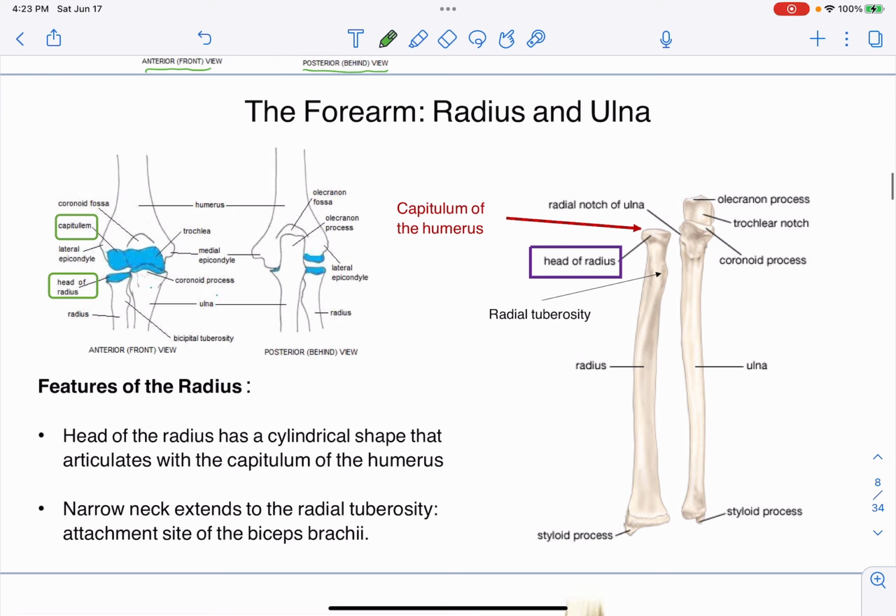All right, let's now talk about what the radius is doing in all of this. We were talking about the ulna and how this region right here is articulating with the trochlea of the humerus. So what is the radius doing? The head of the radius, right here, has a cylindrical shape to it. And that is what is going to articulate with the capitulum.